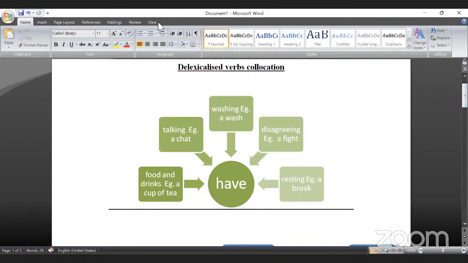Ma'am, yes, go ahead. Have a break or take a break? You can say both, but they will mean different things. The context is going to be different. That's all. One is for requesting, another one for ordering, like a command. Have a break means I am requesting from the other person. Take a break, I am ordering someone. Take a break, like that.